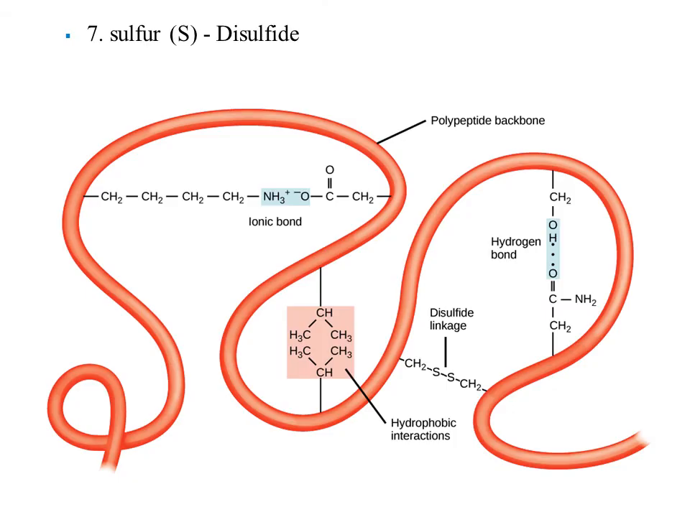The seventh lesser element is sulfur. Sulfur is part of cysteine. Cysteine is one of the 20 amino acids. In this long red polypeptide, we have thousands of amino acids. Wherever there are cysteines, on the ends of the cysteine, you have a sulfur group.